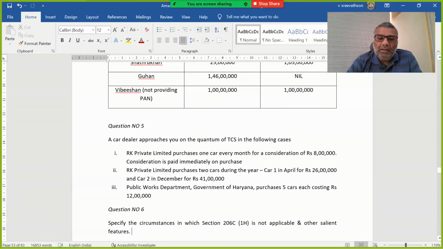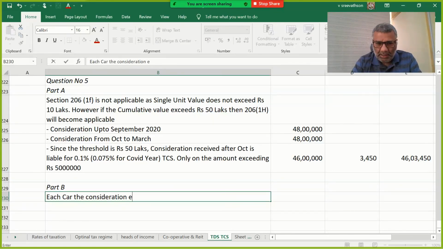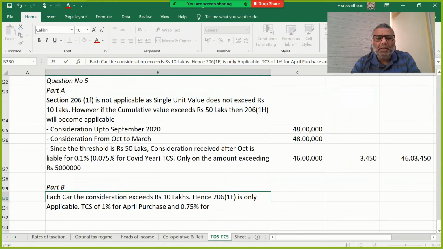RK Private Limited purchases 2 cars during the year. Car 1, 26 lakhs, car 2. For each car, the consideration exceeds rupees 10 lakhs. Hence, 206C(1F) is only applicable. TCS of 1% for April purchase and 0.75% for the other month purchases, December purchase.